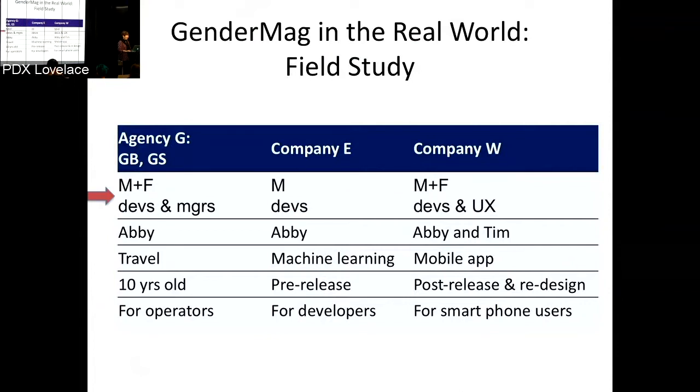All I really want you to notice here is there was a bunch of variety. Some groups had men and women on them, some had only men, some people in the room had both developers and managers, some just had developers, some used Abby, some used Abby and Tim, different domains, different places in the software lifecycle, different envisioned kinds of users. Just different.